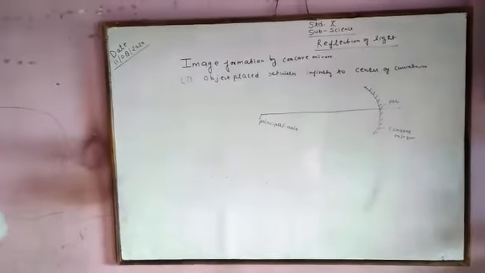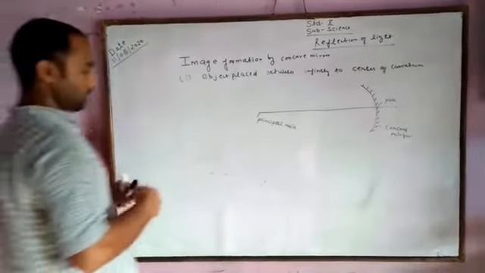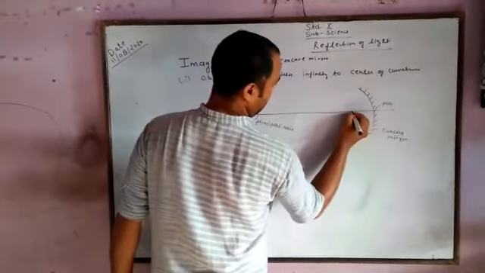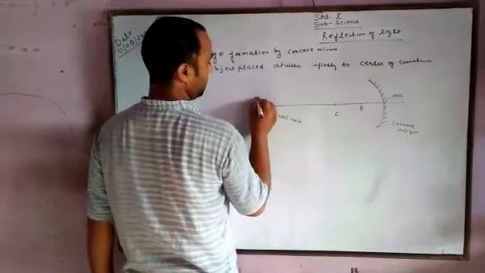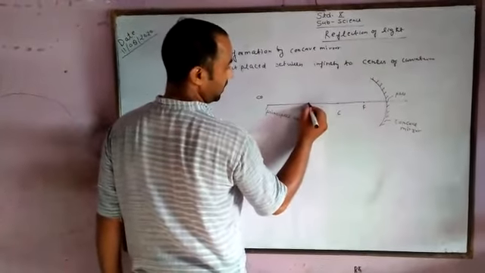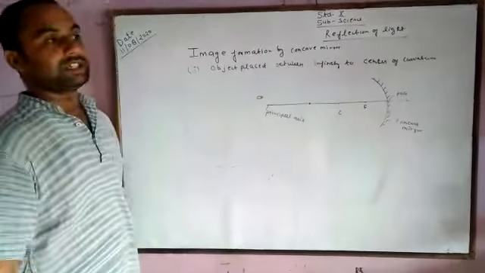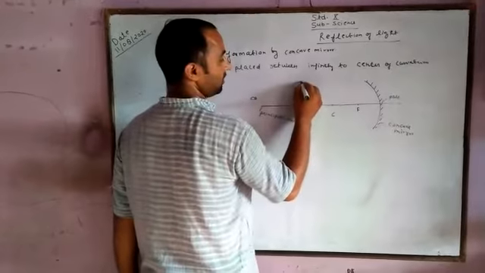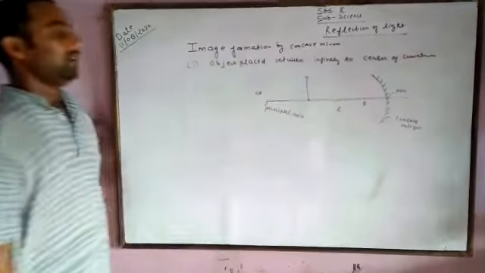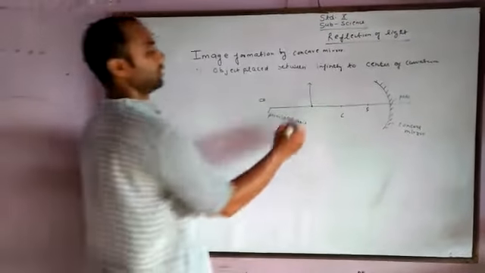When the object is placed, this is the point focus. This is the center of curvature. Object is placed between infinity and center of curvature. It means the object is placed like here. This is infinity, this is the center of curvature. The object is placed like that. This is our object.